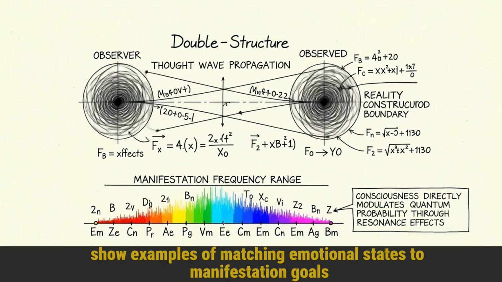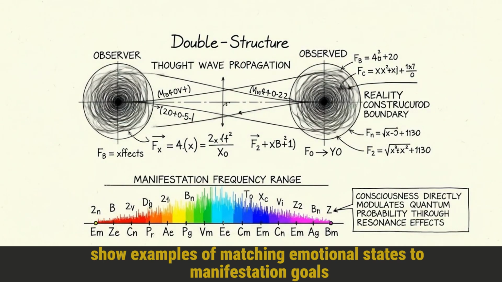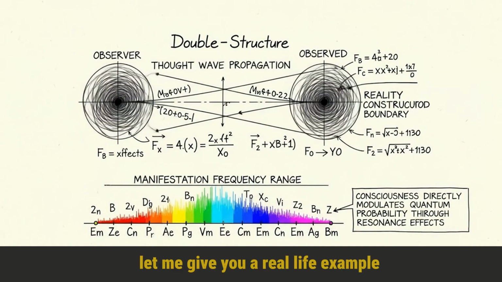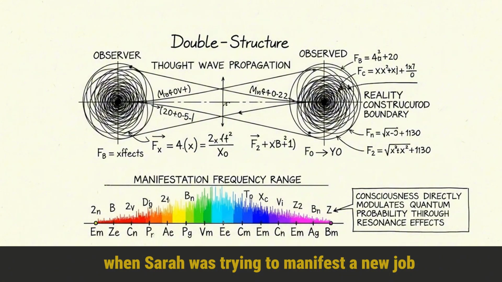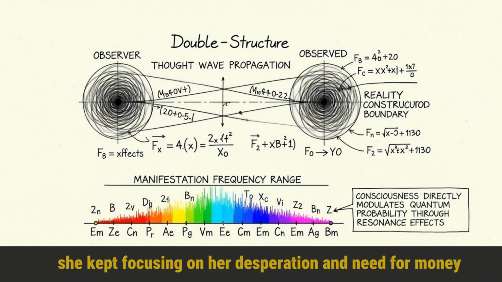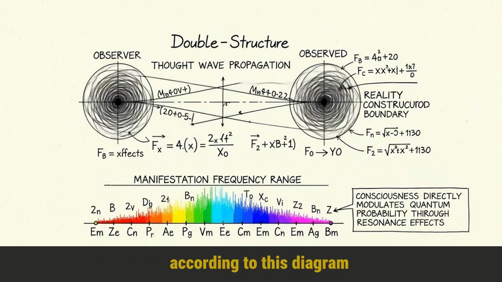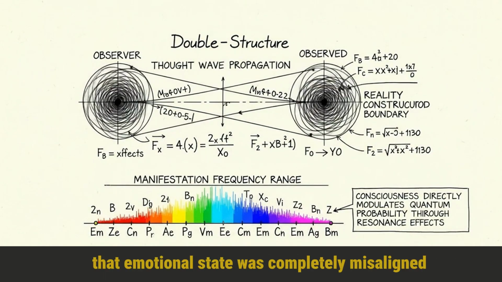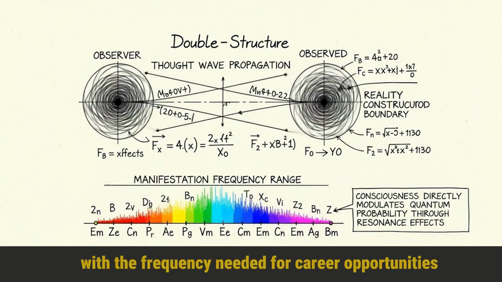Show examples of matching emotional states to manifestation goals. Let me give you a real-life example. When Sarah was trying to manifest a new job, she kept focusing on her desperation and need for money. According to this diagram, that emotional state was completely misaligned with the frequency needed for career opportunities.